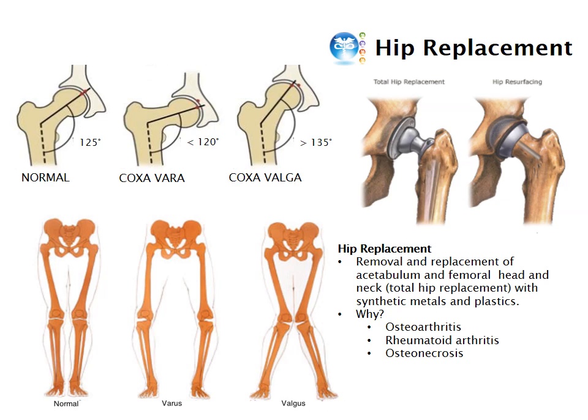If the angle of inclination is less than 120 degrees, the condition is called coxa vara, which can manifest itself as a bow-legged position. So we would have a genu varus deformity resulting from a coxa vara deformity.